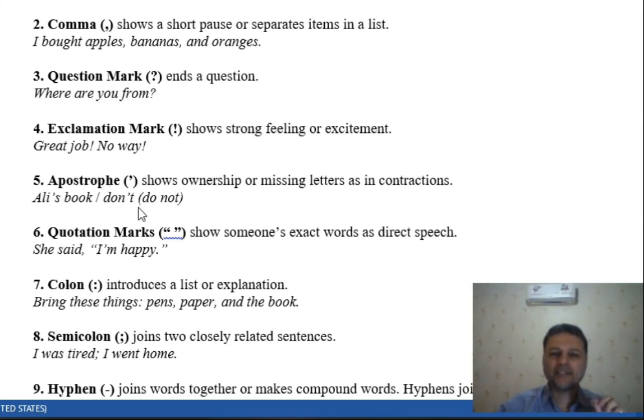Apostrophe. Well, it's kind of easy to understand. We use it for two cases, two scenarios. Either for ownership or possession, like Ali's book, right? Like, for example, David's car. Or we use it for missing letters, especially in contractions, like don't instead of do not, as you can see, right? There is an apostrophe.